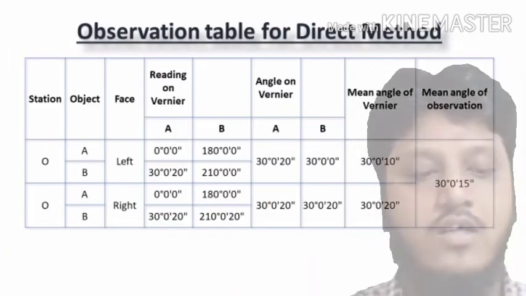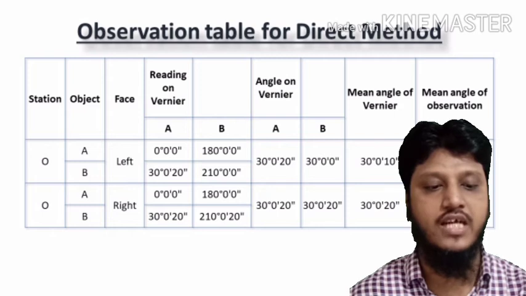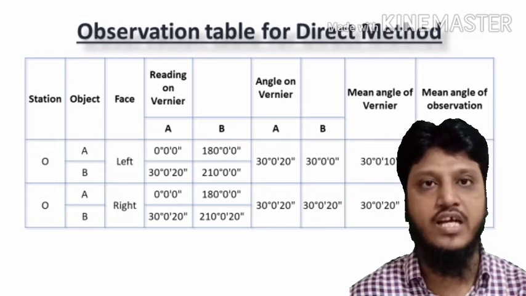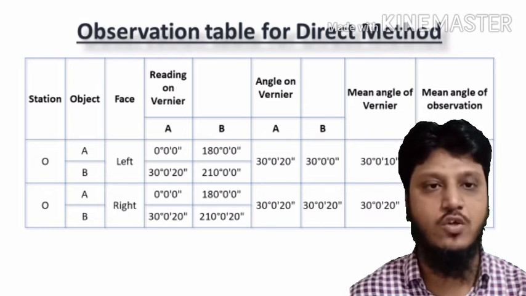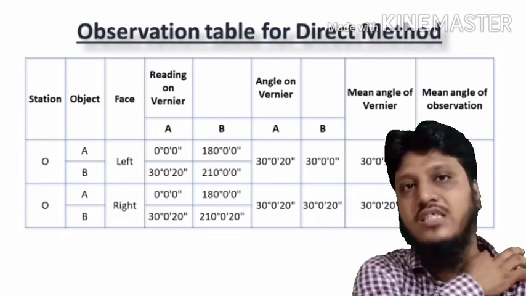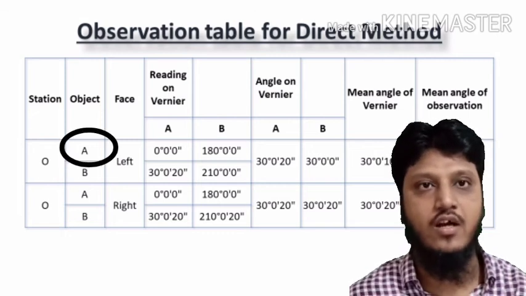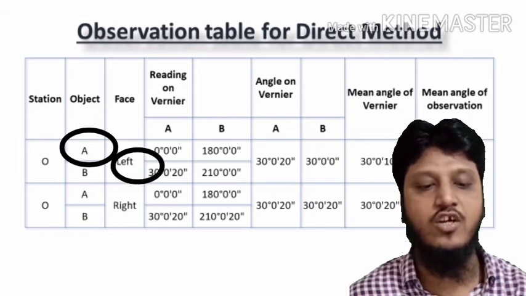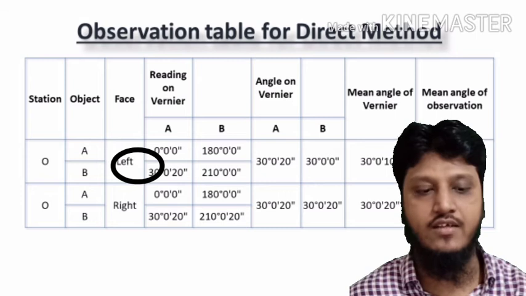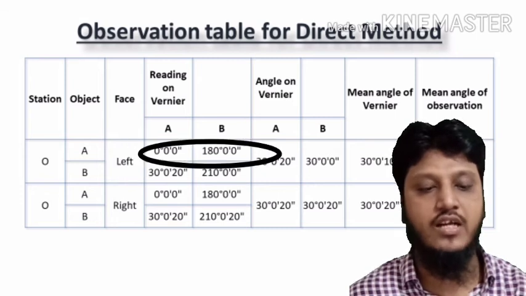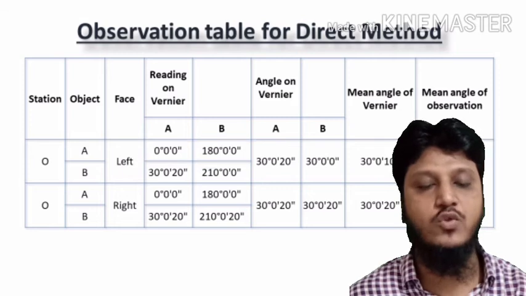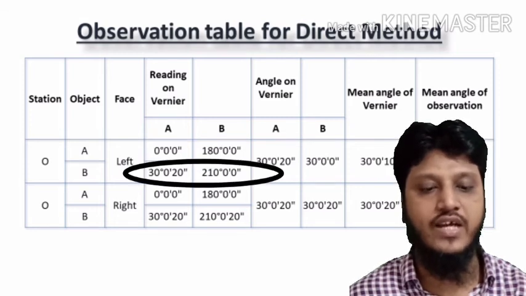The observation table consists of columns like station, object, face, reading on vernier A and B, angle on vernier A and B, mean angle of vernier and mean angle of observation. Initially the face left observations were taken, so we will see that first. The station is O, the instrument is set over O. Then object A is bisected with the face of the instrument left. The readings on vernier A and B are 0 degrees and 180 degrees. When we bisect B, the readings on vernier A and B are 30 degrees 0 minutes 20 seconds and 210 degrees 0 minutes 0 seconds.